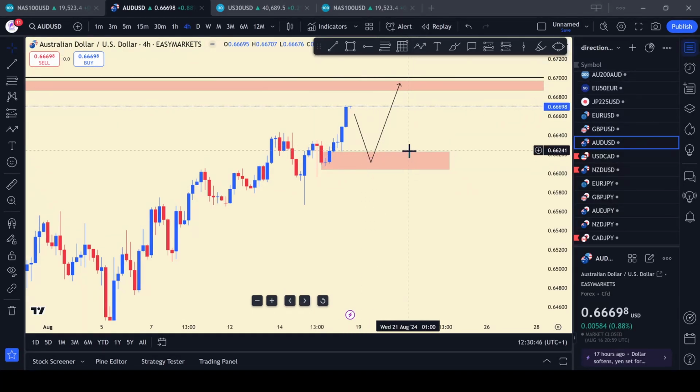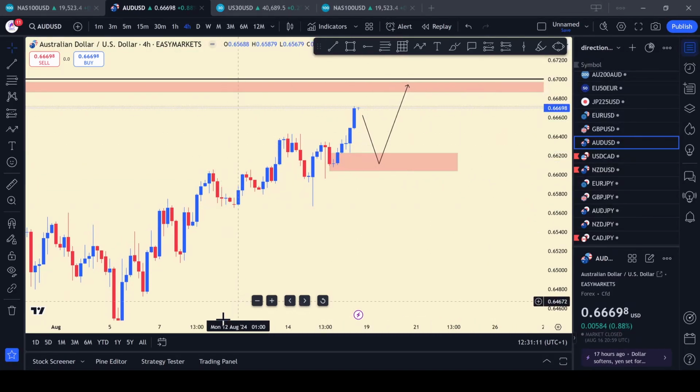I'm going to work on a video on inducement liquidity, what liquidity actually is. I will do a comprehensive video and put it out there maybe sometime next week to teach you about liquidity and how to use it to validate your point of interest. So this is what I'm looking at here.